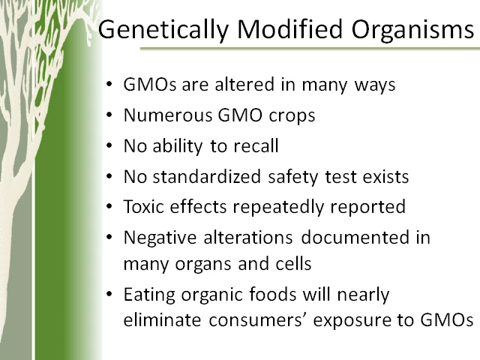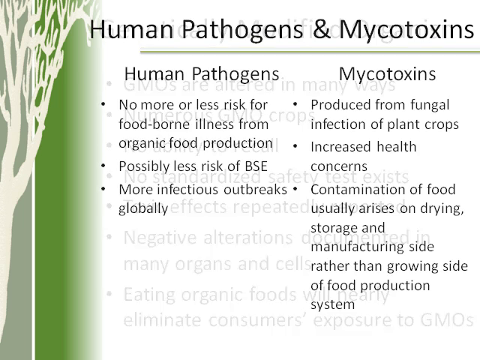Toxic effects have been repeatedly reported in animal systems at the cellular, molecular, tissue, organ system, and organism levels. Negative alterations have been scientifically documented in the liver, kidney, pancreas, gastrointestinal tract, spleen, pituitary and adrenal glands, reproduction and immune systems, as well as pertaining to blood, biochemical, and immunological parameters. Eating organic foods will nearly eliminate the consumer's exposure to GMOs.